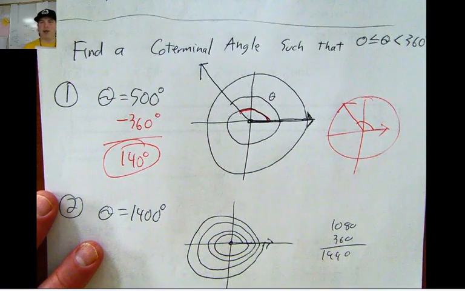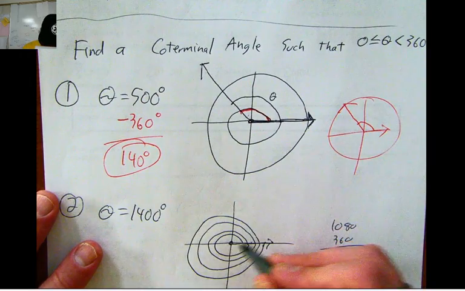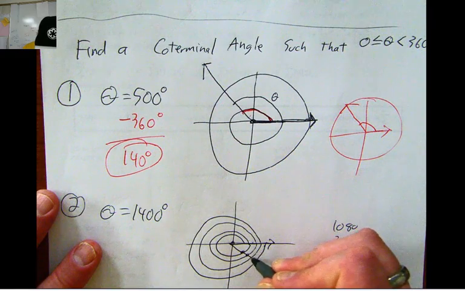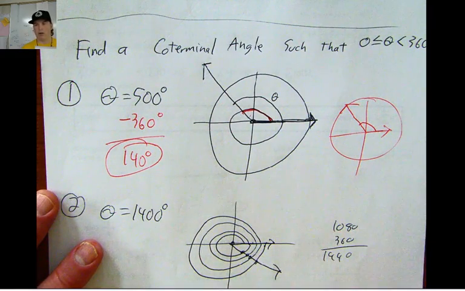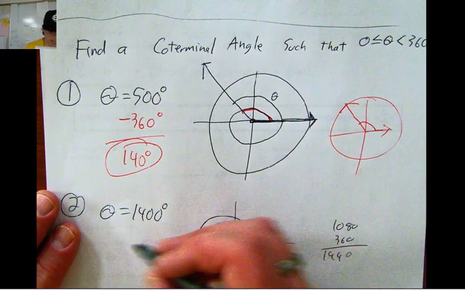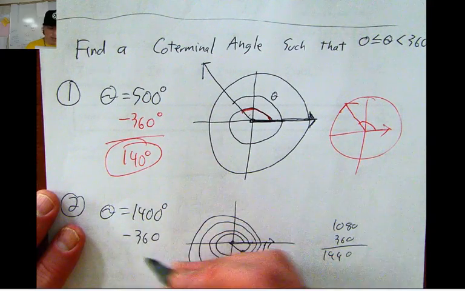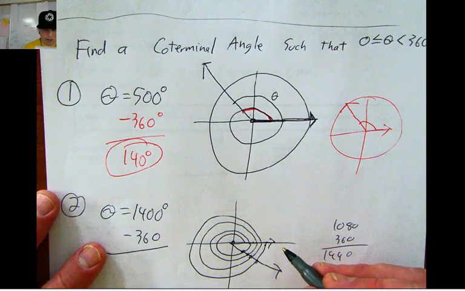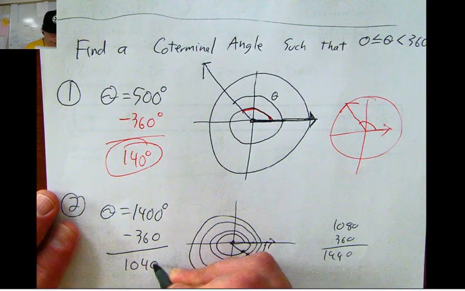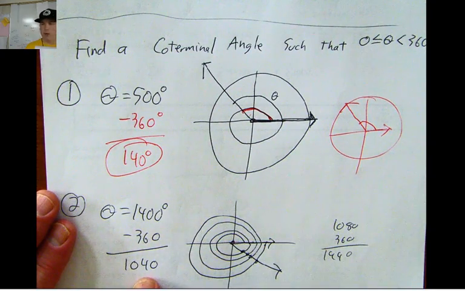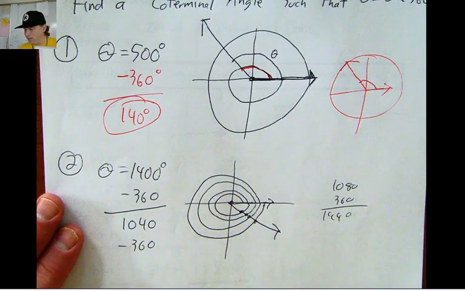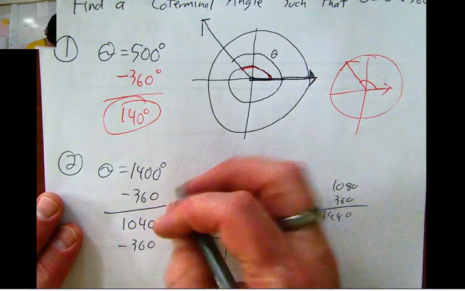I just need to keep subtracting 360 because if this angle looks like this, I could have measured the angle here, here, here, or there. I could have done a lot of different things. But you just got to keep subtracting 360. So 1400 minus 360 is 1040. Well, that's not in between 0 and 360, so I subtract 360 again.